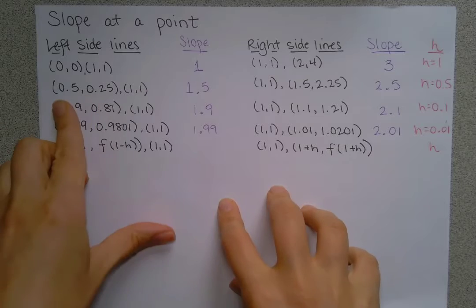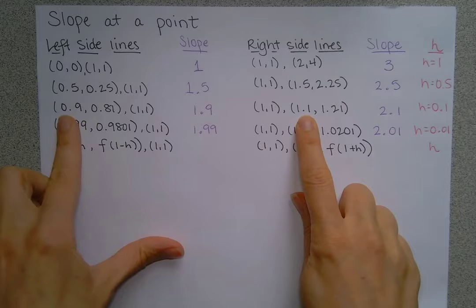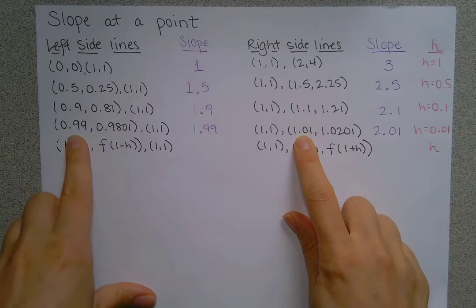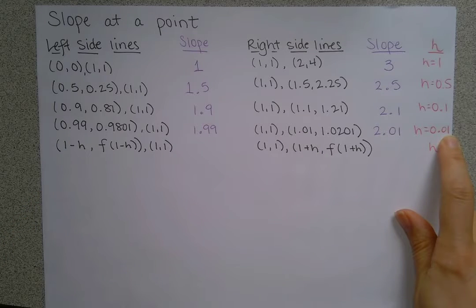So I was 1 away, 0.5 away. Here I was 0.1 away, so I'm at 1.1 and 0.9. I'm at 1.01 and 0.99. Okay, so this tells me how far away I am from 1, 1.